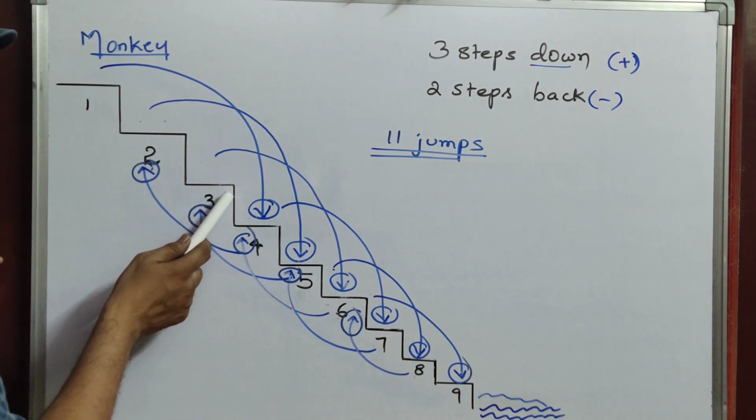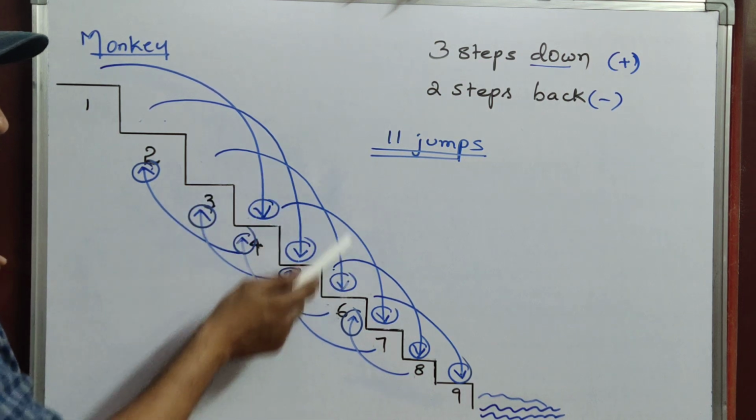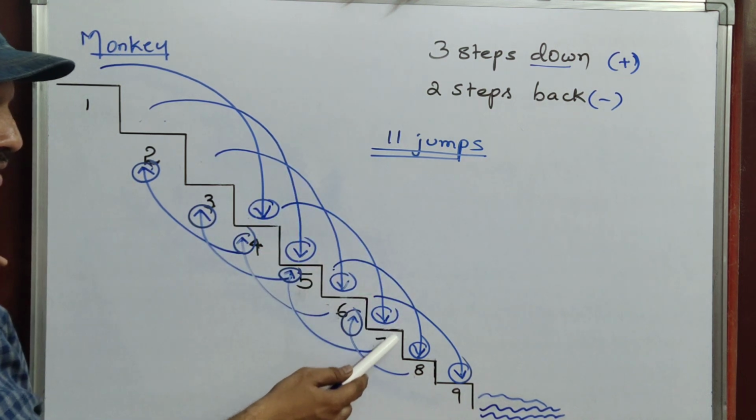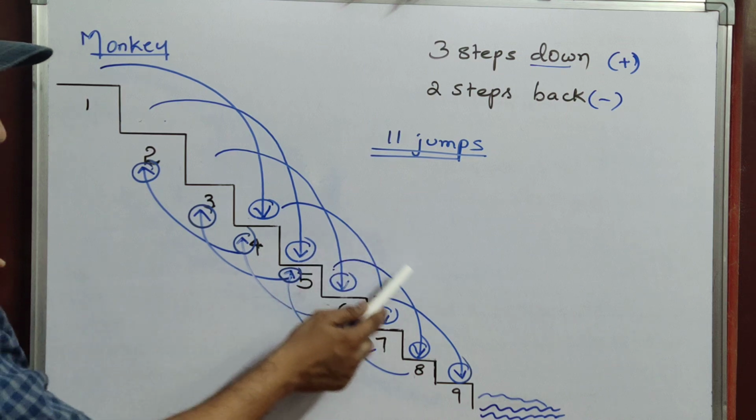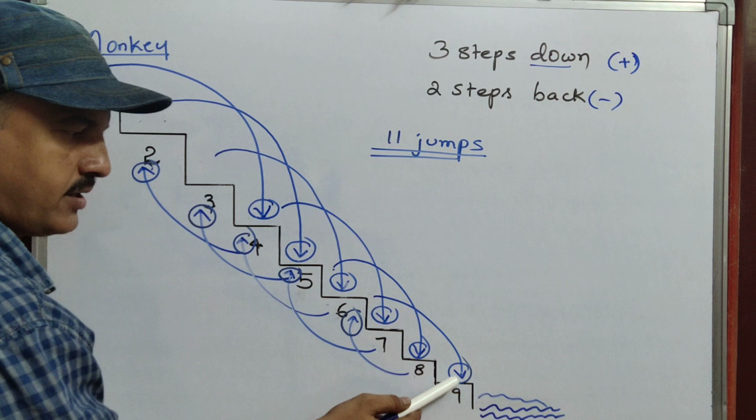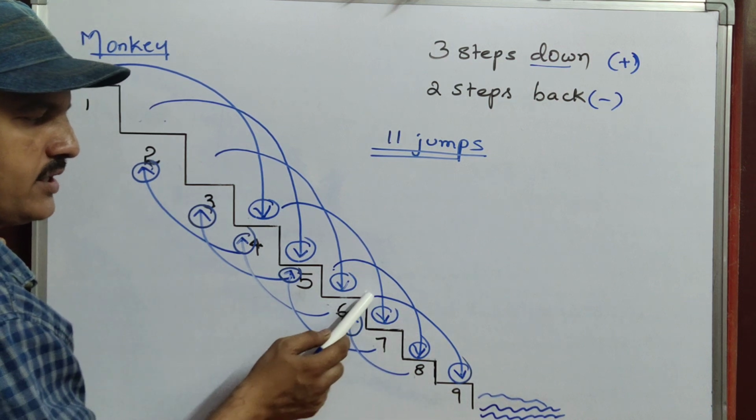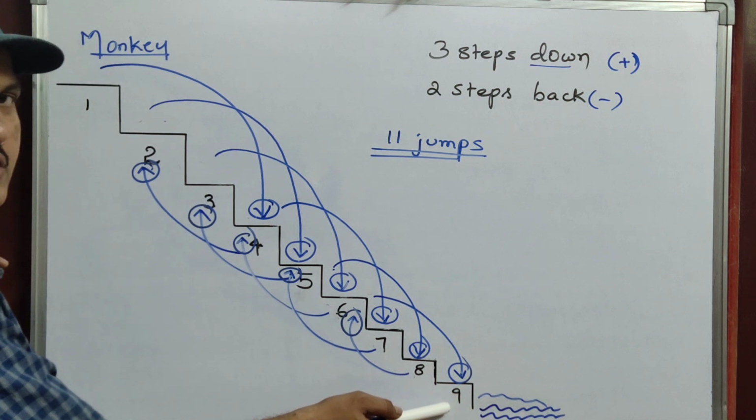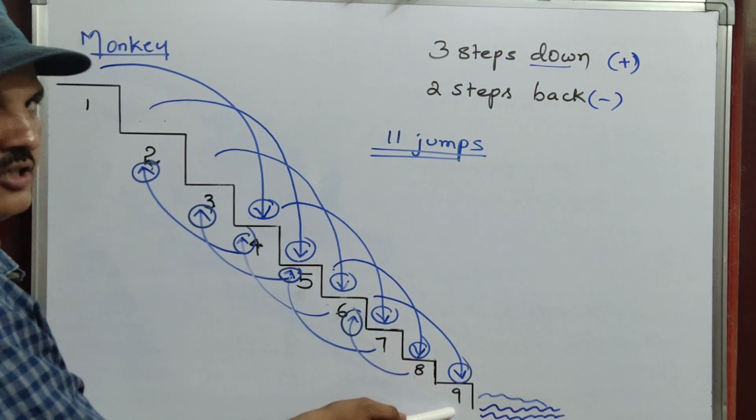And again 3 steps. 3 plus 3, 6. Again 2 back. 6 minus 2, 4. Again 4 plus 3, 7. 7 minus 2, 5. 5 plus 3, 8. 8 minus 2, 6. 6 plus 3, 9. That means when it came to 6, again it jumped to 9. Why? Because of 3 steps. So now it reached the level of water. So it can have the water nicely.